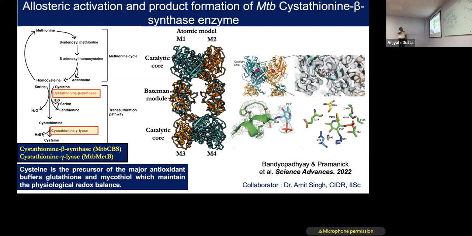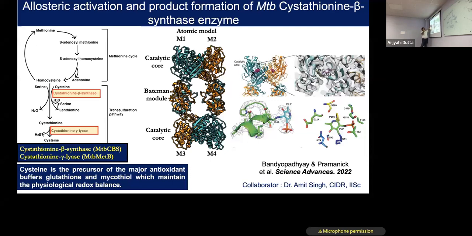Here also, one of the enzymes we characterized from Mycobacterium tuberculosis. This is a very important enzyme which reduces oxidative stress, because cysteine is an amino acid which has a sulfur. Whenever sulfur and oxygen are there, there will be oxidative stress, and bacteria cannot survive. So bacteria want to remove that hydrogen sulfide. This is one of the enzymes involved, which removes that sulfur from the cysteine as hydrogen sulfide.